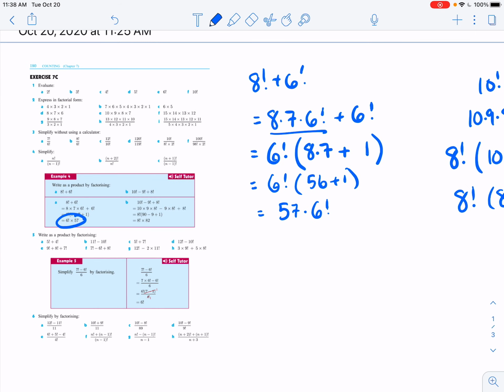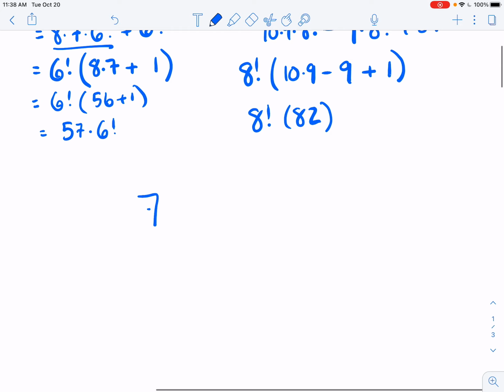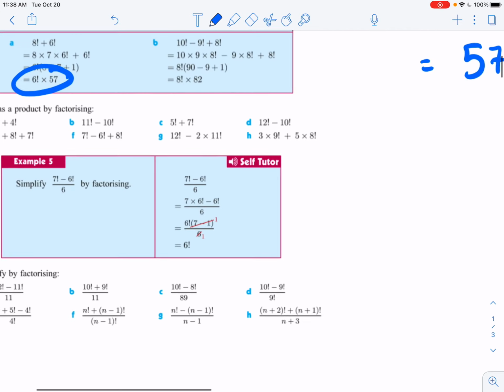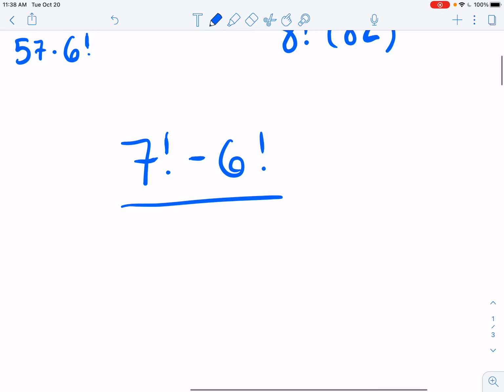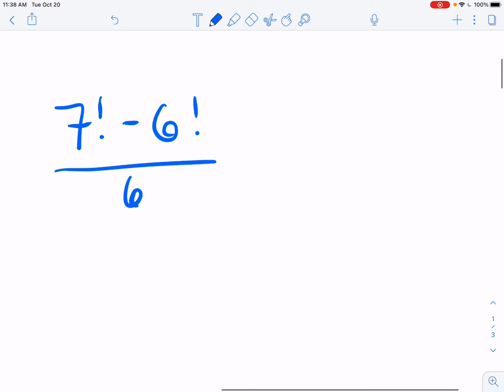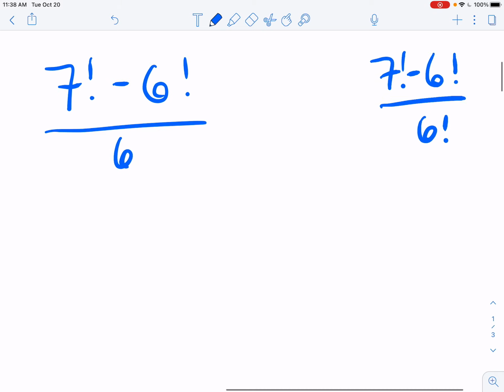Then the next one, they say simplify 7 factorial minus 6 factorial over 6. Is it just over 6, or did they intend that to be 6 factorial? You know what, I'm going to do both, actually. This is the problem that they wrote. This is the problem that I expected to see. We'll do them both just for the fun of it.